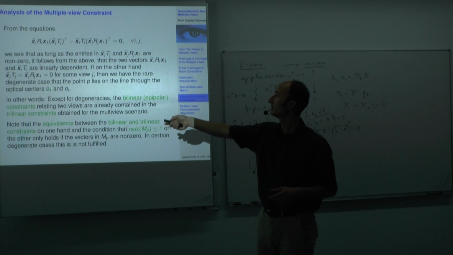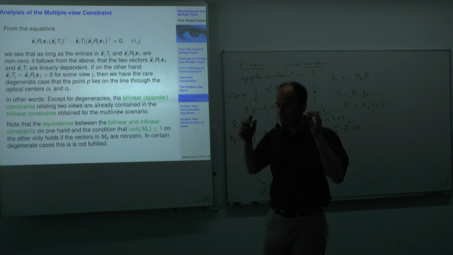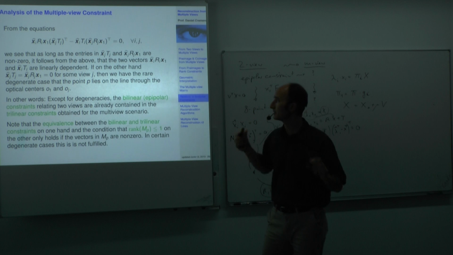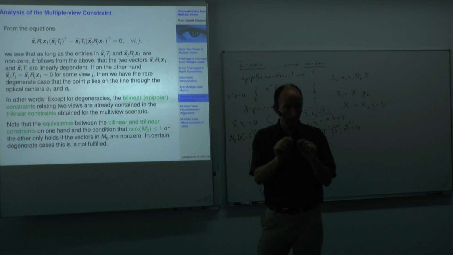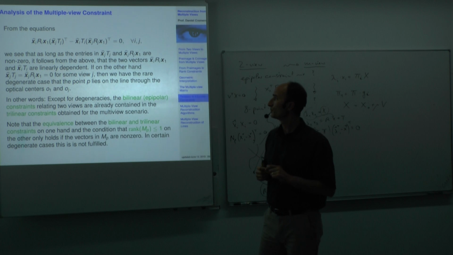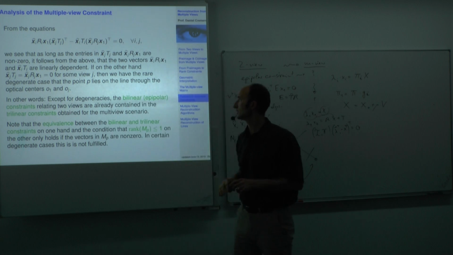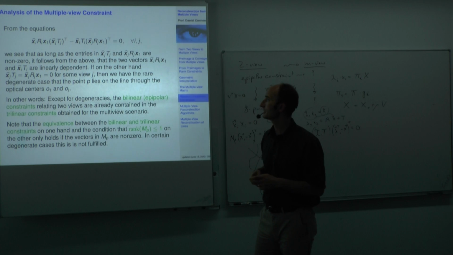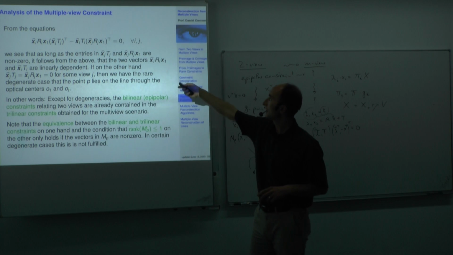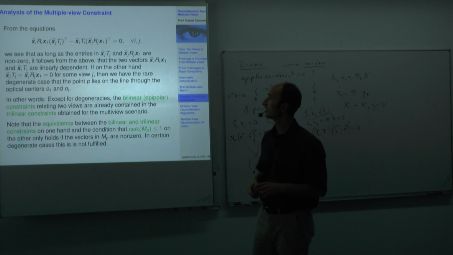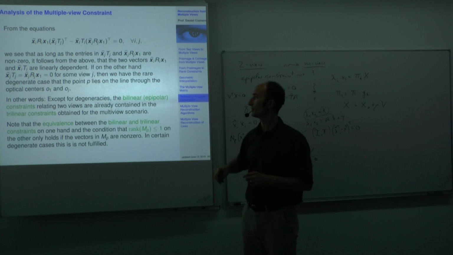So there are a lot of pathological cases for reconstructions of points from multiple images. If the points are in a nasty sort of position, then we don't get useful constraints, but in the non-degenerate case, these are very informative. So in other words, except for degeneracies, the bilinear epipolar constraints relating two views are contained in these trilinear constraints. Because again, the fact that the two vectors, xi hat ri x1 and xi hat ti, are linearly dependent, this is the epipolar constraint.